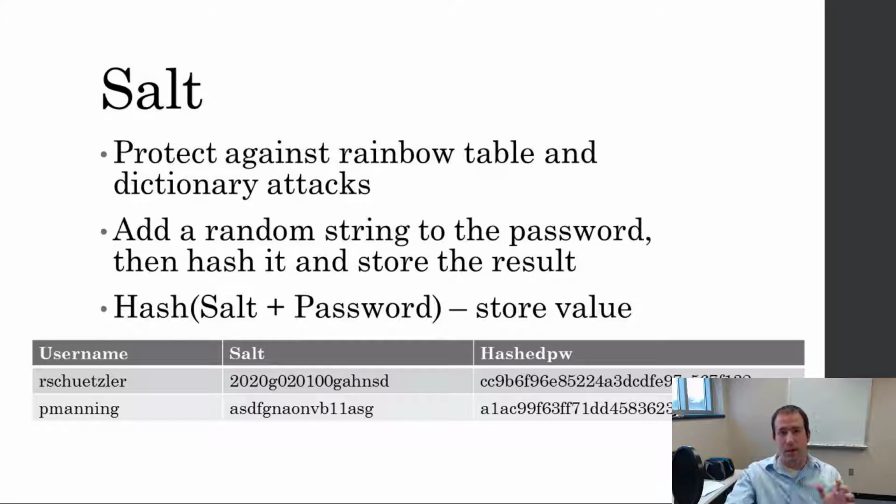And in this case, I'm using an MD5 hash, even though it's not a good secure one. It's an easy one to find websites that will do for you. And in this case, you'll notice 2020G blah blah blah password computes to this hashed password of CC9B6F, etc. Well, Peyton Manning here, he uses the password as well. But he has the benefit of having a different salt. So ASDF, GNA, blah, blah, blah, plus the password results in a completely different hash.